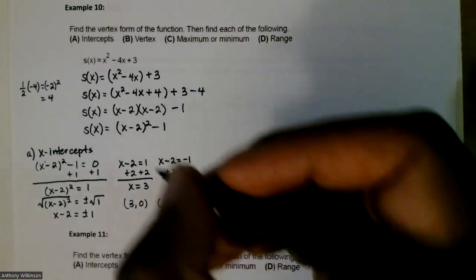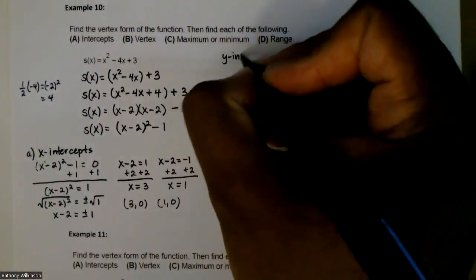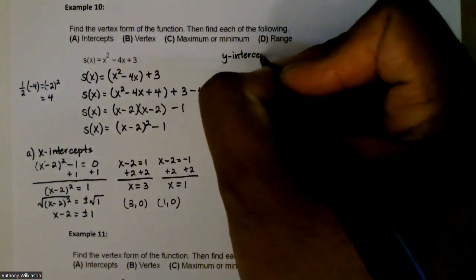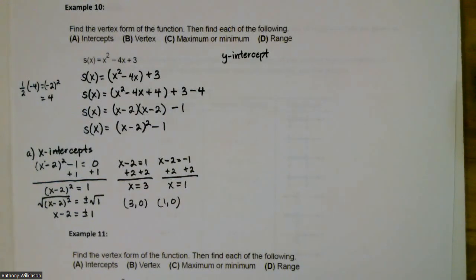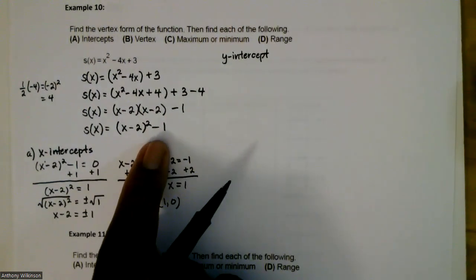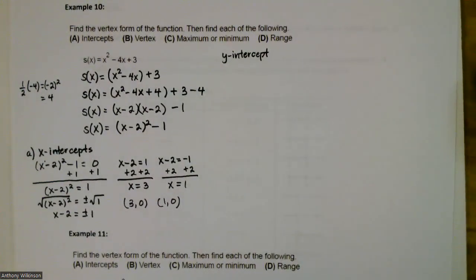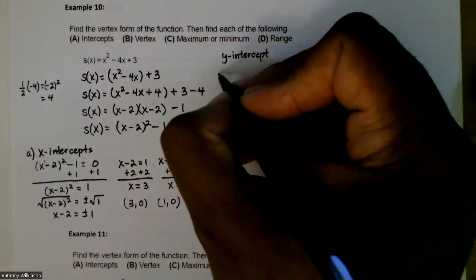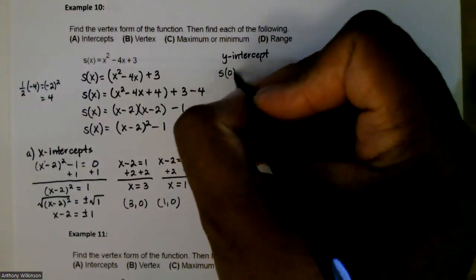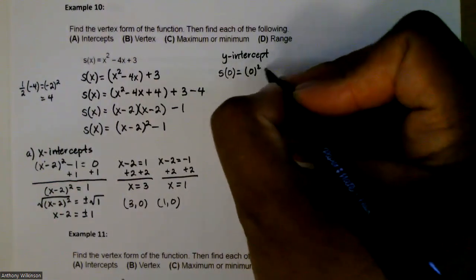And then for the y-intercept, let's see, I'll do this up here. Here we let x equal 0 and solve for y. Now you can use the vertex form and substitute 0 in for x, or you can use the original equation in standard form and substitute 0 in for x. Okay, probably I'll go ahead and use the original equation and just substitute 0 in for x.